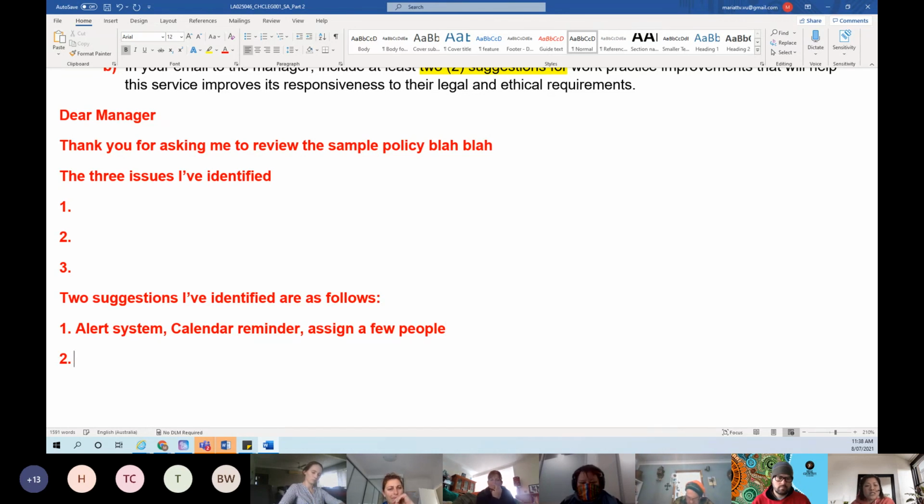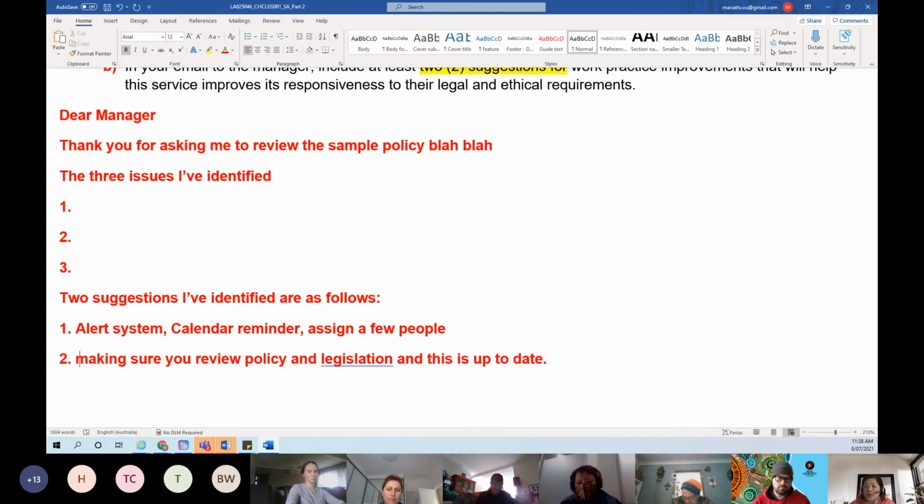The other one around legislation not being current is as simple as making sure you review policy and legislation and ensure that it's up to date. And it may be that you want to register to a publication or a certain website so that they send you an email alert with regards to when policies or legislation are updated, because then you can go back to your organisation and make sure that you update that. Then you go, regards, and your name.